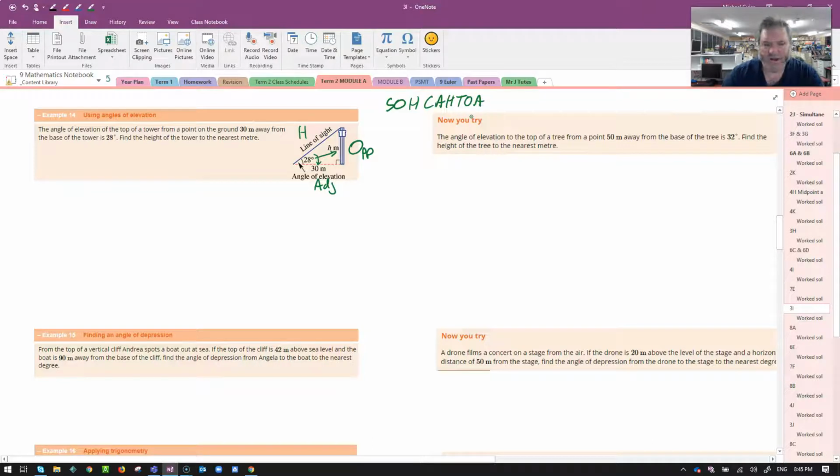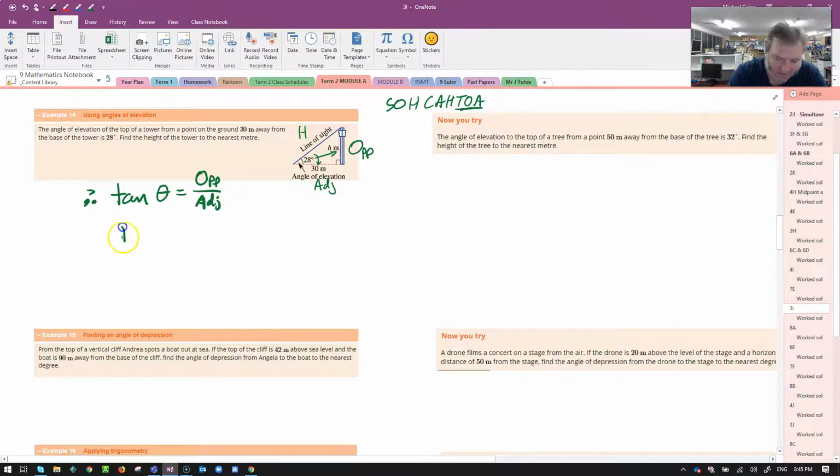So, which sides do I need? Well, I'm looking for the opposite side, and I know the adjacent. I need the tangent ratio. So, I can start by writing the rule if I want. That pen is still playing up a little bit. Here we go. The tan of the angle is equal to the opposite side divided by the adjacent side.